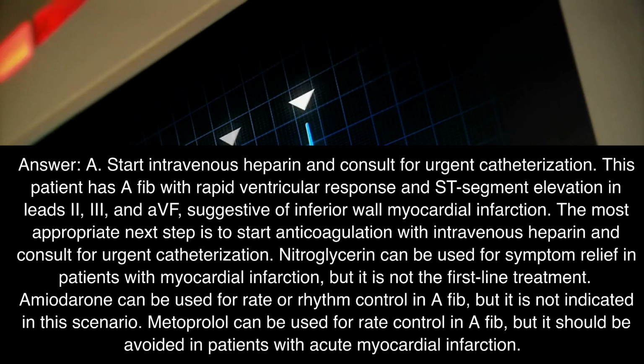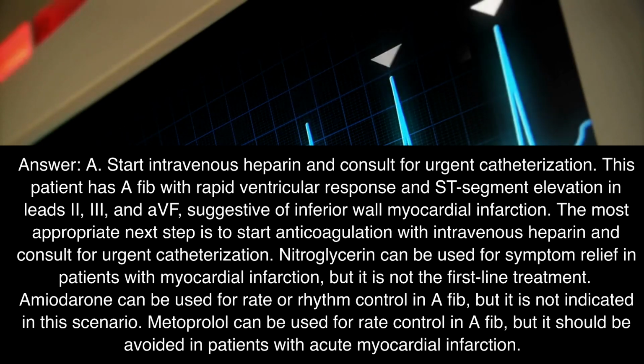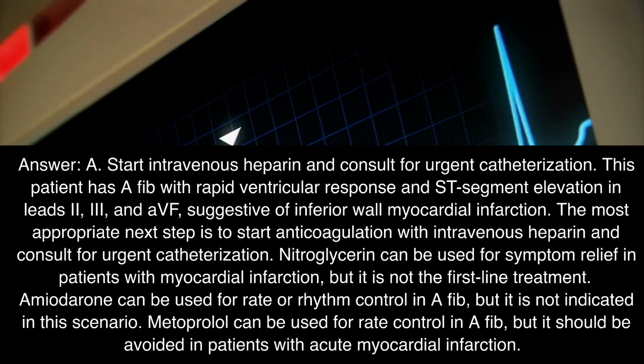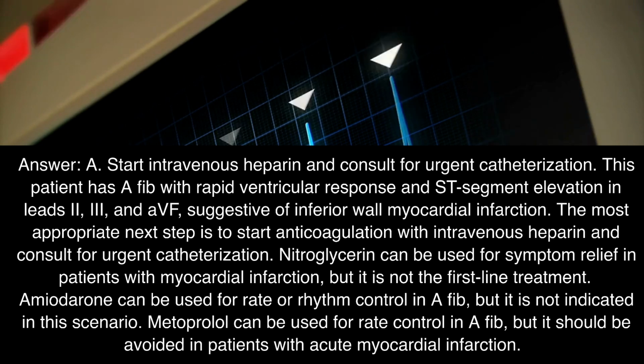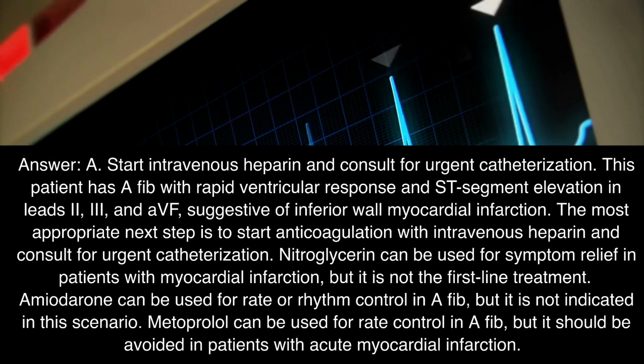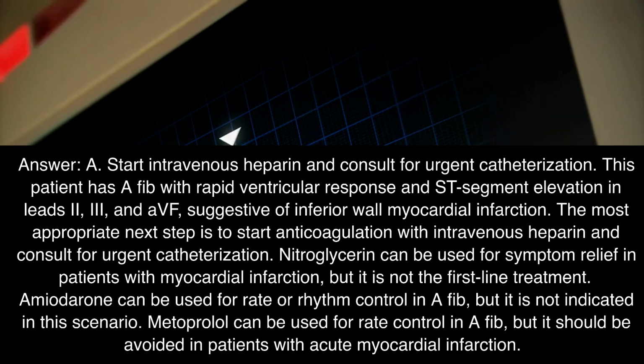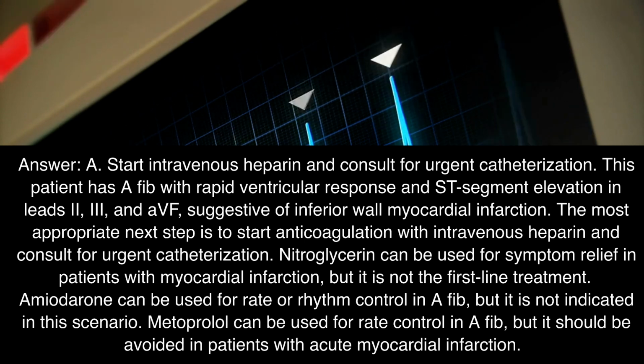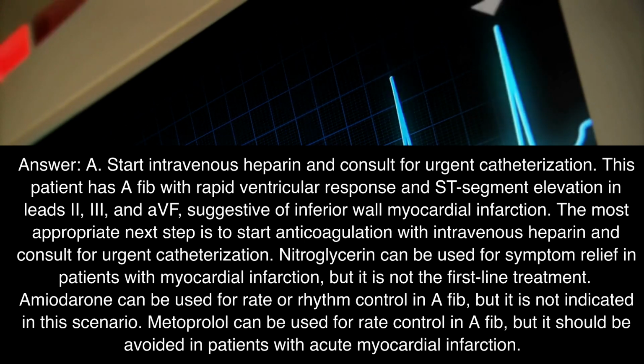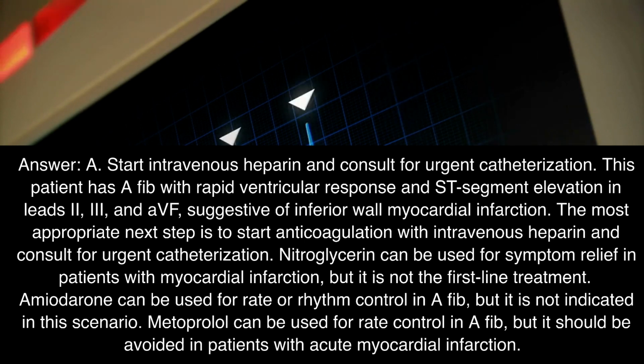Answer: A. Start intravenous heparin and consult for urgent catheterization. This patient has AFib with rapid ventricular response and ST segment elevation in leads 2, 3, and AVF, suggestive of inferior wall myocardial infarction. The most appropriate next step is to start anticoagulation with intravenous heparin and consult for urgent catheterization.